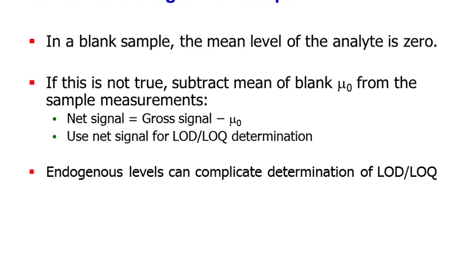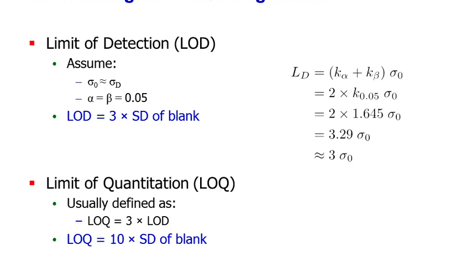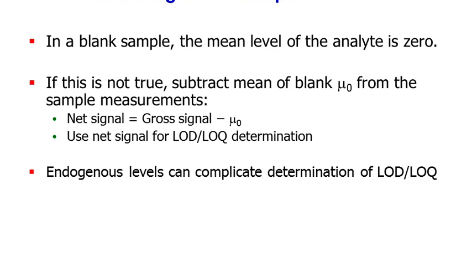In other words, when you calculate the LOD using this formula, you add the mean of the blank back in, because your LOD is that much higher, because when you just have the blank sample, you have some mean value in it already. So this is a practical thing that happens because you can't measure negative numbers.